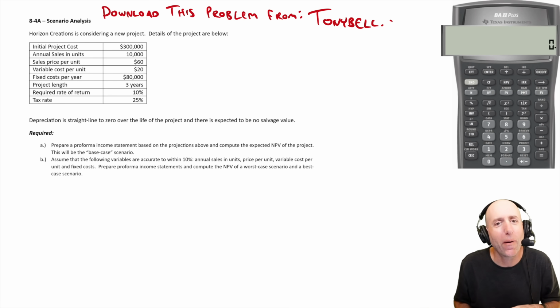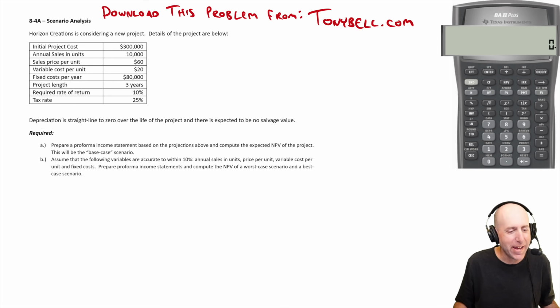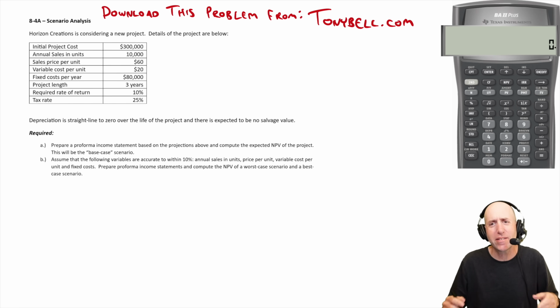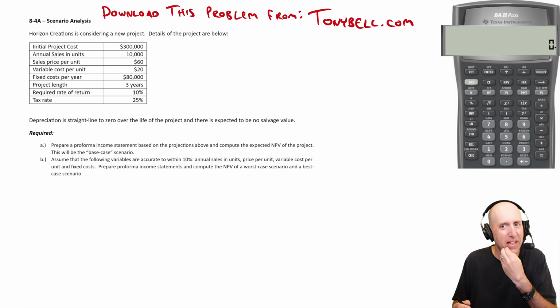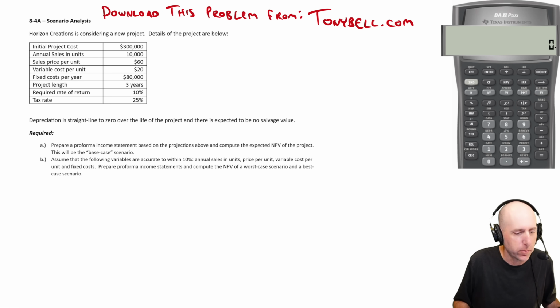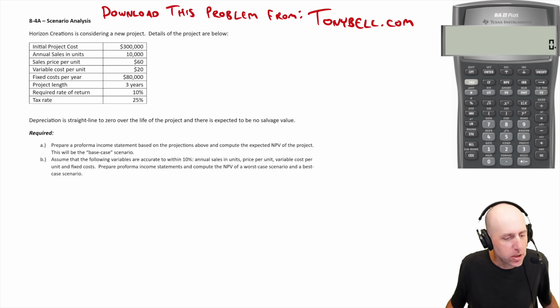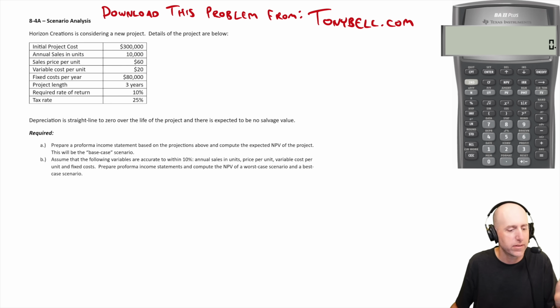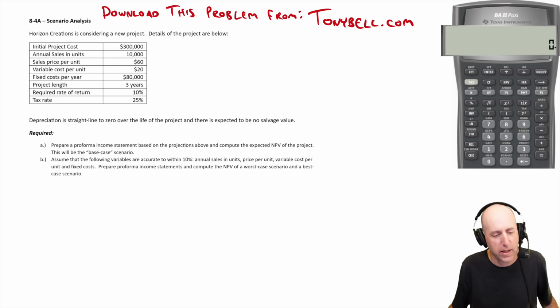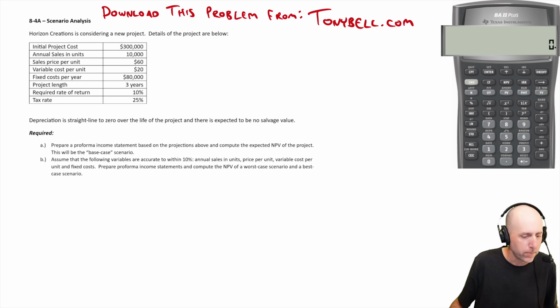Let's examine problem 8 for a scenario analysis. We're going to look at best case, base case, worst case scenarios for some financial projections. Horizon Creations is considering a new project. Details of the project are below. We've got a cost of 300 grand, some unit sales it's going to generate, and prices and cost information. The project's going to last 3 years with a required rate of return of 10% and the tax rate's 25%.